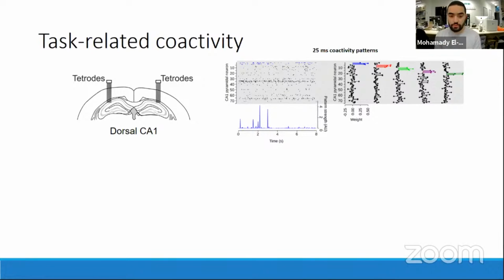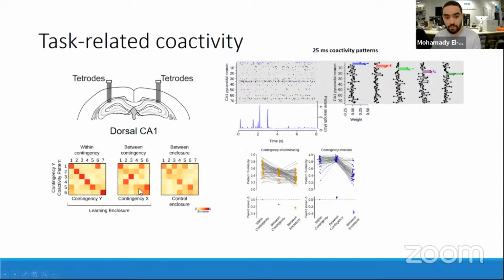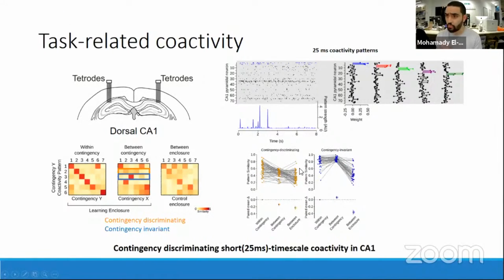So one of the first things that we did was to see if there are patterns that are present in one contingency and not the other. And so if you look at this similarity matrix here, you can see that highlighted in blue is a pattern that is present in both contingencies, which we're going to refer to as contingency invariant, whereas highlighted in orange is a pattern that is only present in one of the two contingencies. And so we can isolate these two types of patterns, and their similarity profiles are shown here on the right.